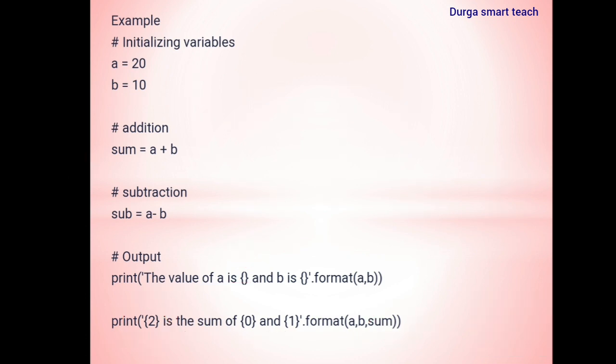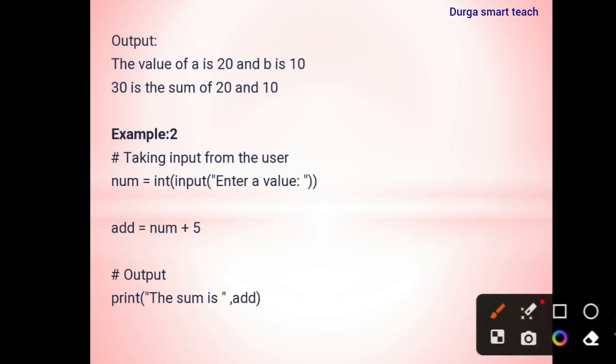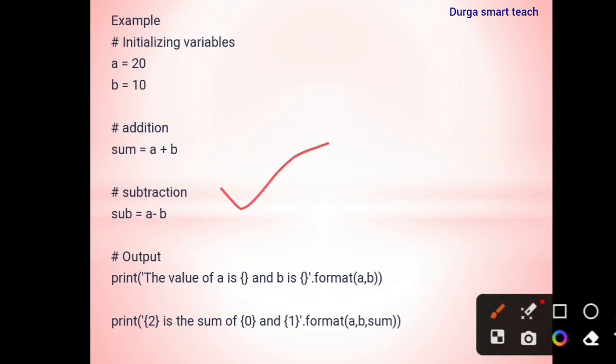I hope it is clear. In this way you can display the output. Here, the value of a is 20 and b is 10. That is the first output. Next, 30 is the sum of 20 and 10. That is the second output for this program.